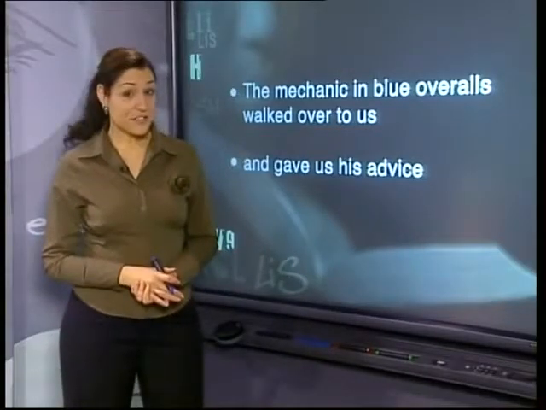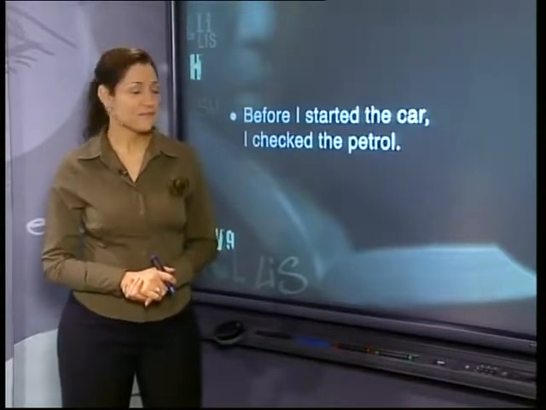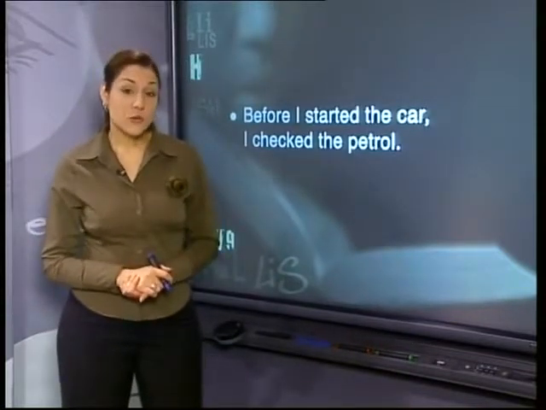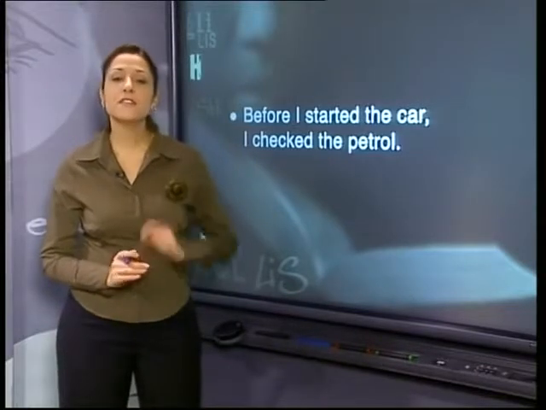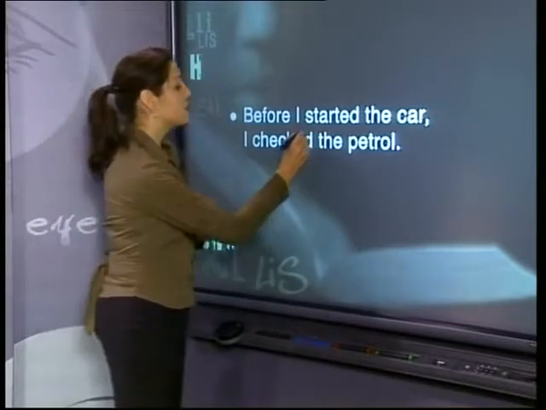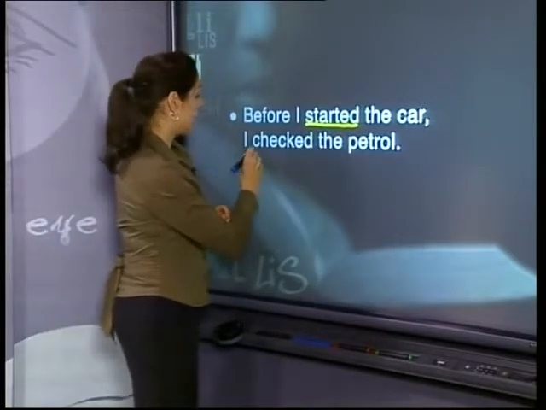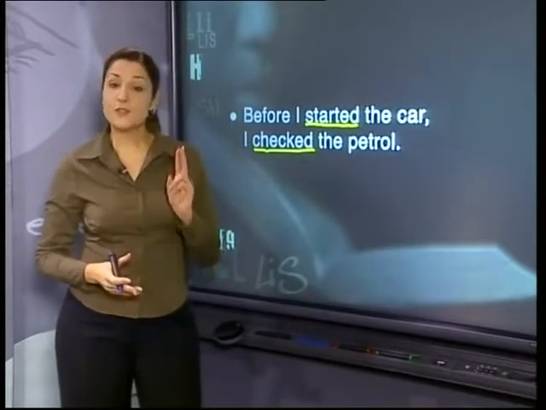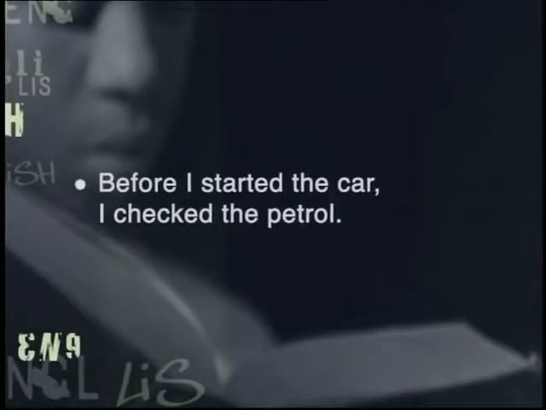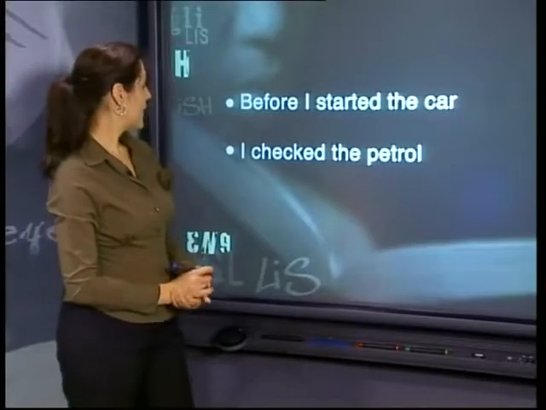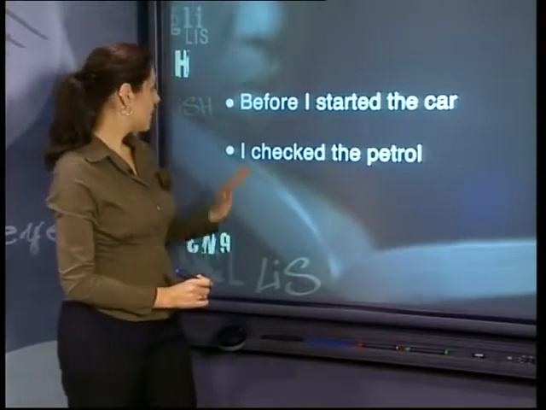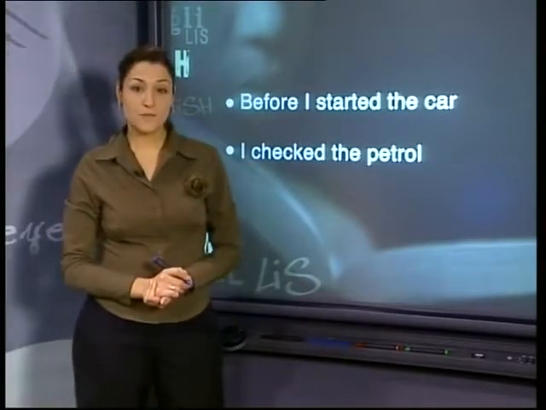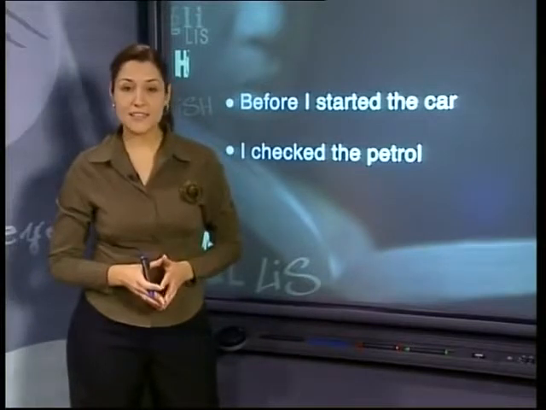Are you getting the hang of it? Here is another one. See if you can spot the clauses. Again, the first thing we need to do is to find the finite verbs. They are started and checked. 2 finite verbs means 2 clauses. Now let's work out what the 2 clauses are. Here they are. Before I started the car, I checked the petrol. Both clauses form one sentence.